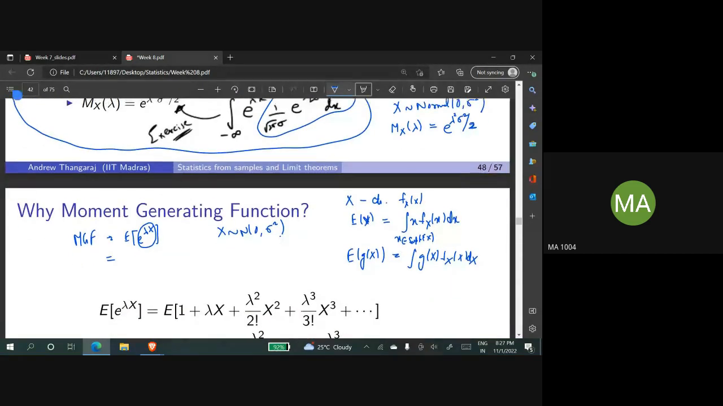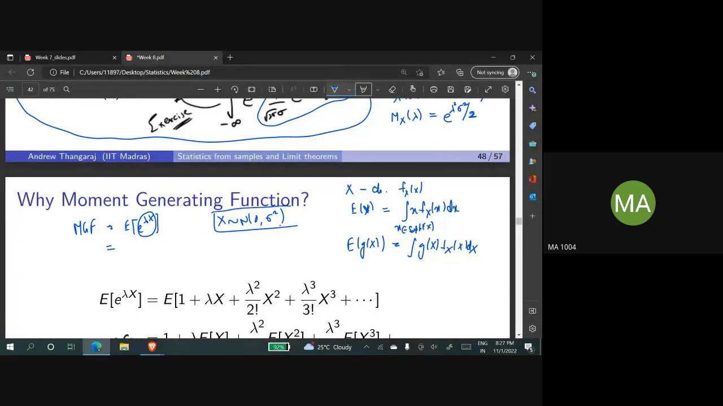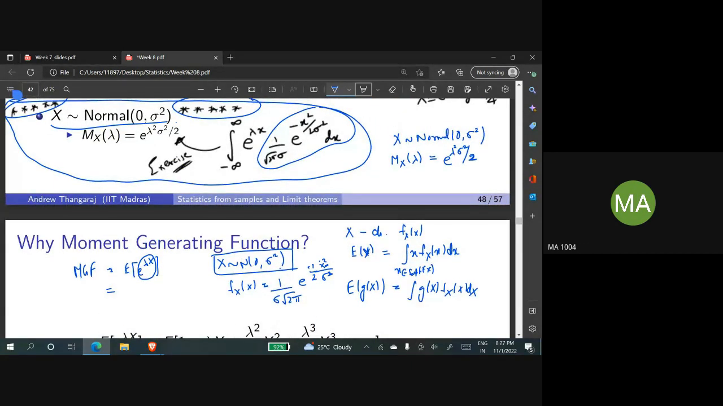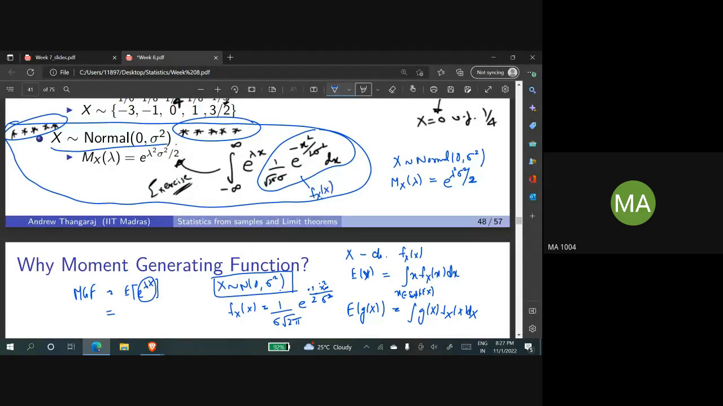All right, so when we had a random variable x which follows a normal distribution with mean zero and variance sigma square, what is the PDF? It is just 1 upon sigma under root 2 pi, e to the power minus 1 upon 2, x square by sigma square, right? So this is our f_X of x, and e to the power lambda x. So the integral of e to the power lambda x into f_X of x dx. And what is the support of the normal distribution? It goes from minus infinity to infinity. So you just integrate this and you will get e to the power lambda square sigma square by 2.